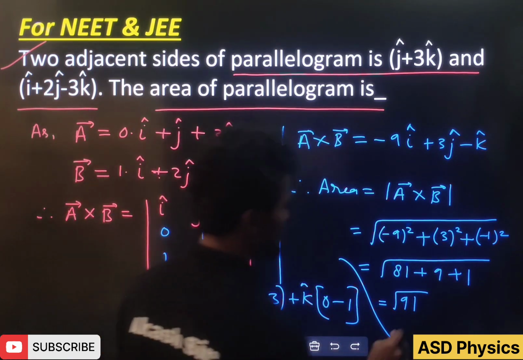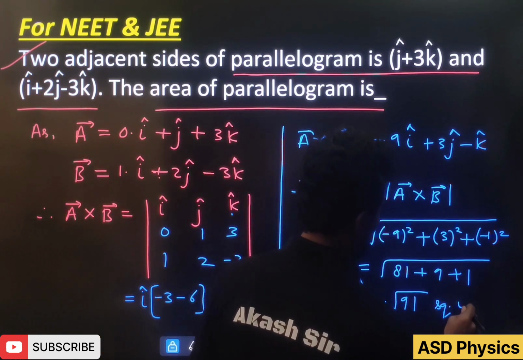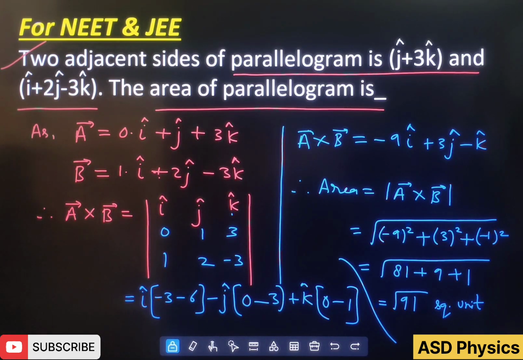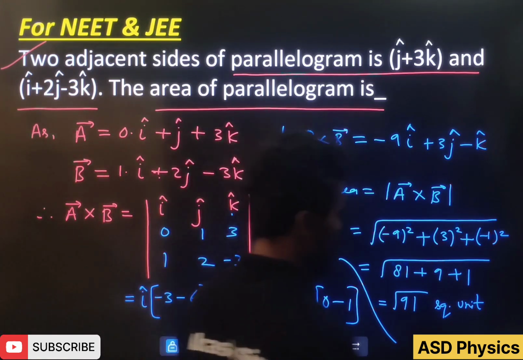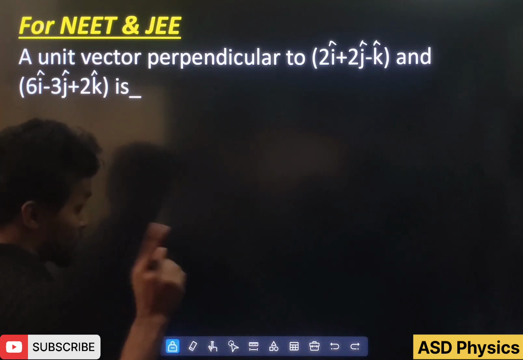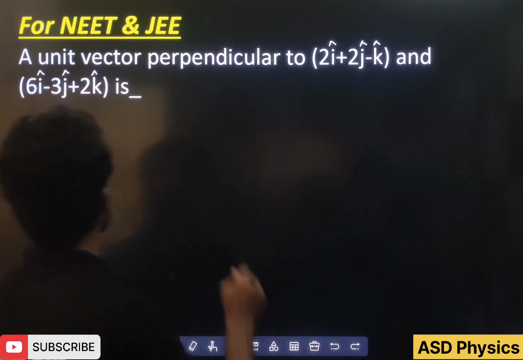No unit is given, so we will write square unit, or you can also write unit square. So students, you can see in how beautiful a way we have done this cross product. These basics, kindly learn them. Very important for the 11th and 12th both, especially for physics.